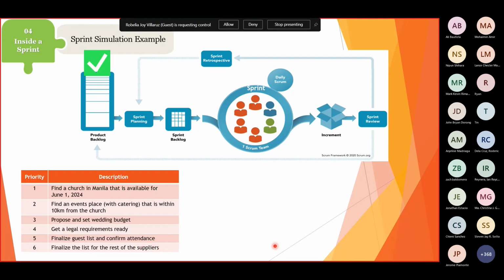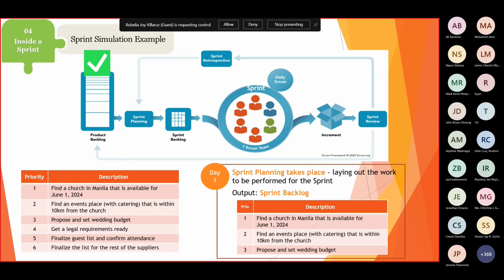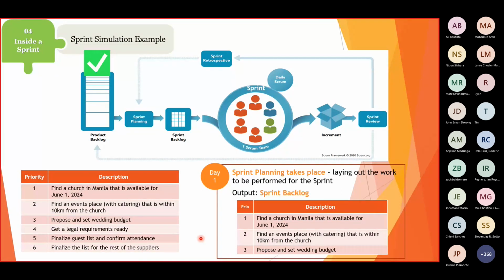All right. So for day one, since we already have the product backlog, what's the first step that we're going to do? We have the sprint planning. That's day one of our sprint. During day one, the sprint planning takes place wherein we lay out the work to be performed for this sprint. Upon agreement within the team, and assuming that the discussions have taken place, we say that for this sprint, we're going to work on these 3 items: finding the church, finding an events place, and setting the wedding budget.